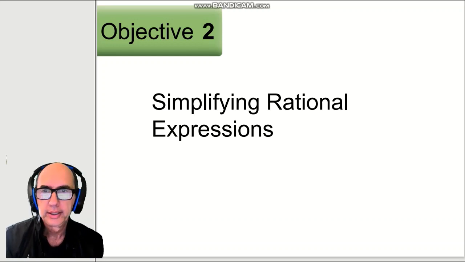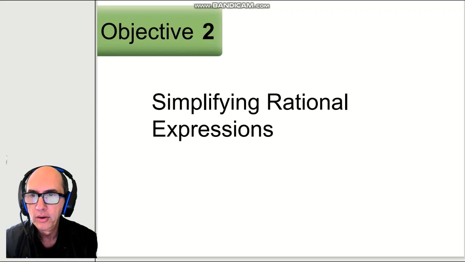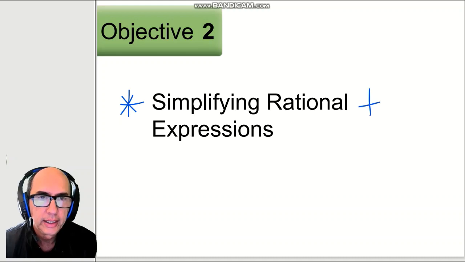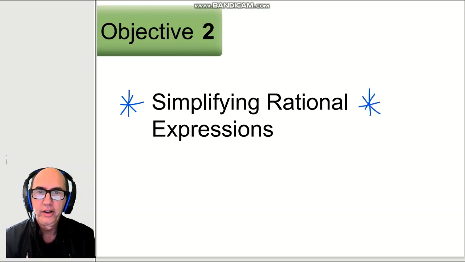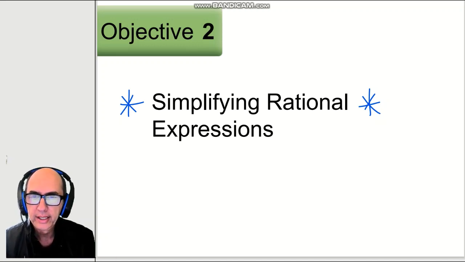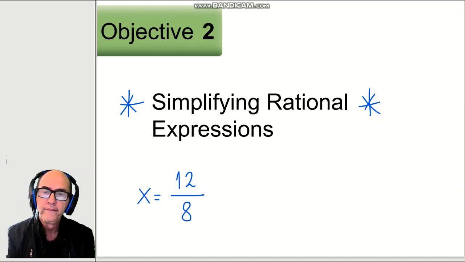The next topic is about simplifying rational expressions. And now you can make some kind of a mark here, like a star, an asterisk, right? Because this is going to be very important throughout all chapter 6 and even later, because if you remember, every time you find a fraction as the answer to a question, let's say you calculated and you found x equals 12 over 8 as an example.